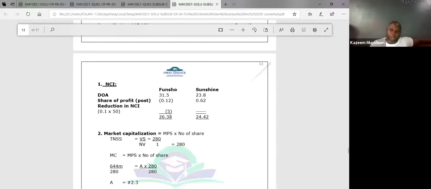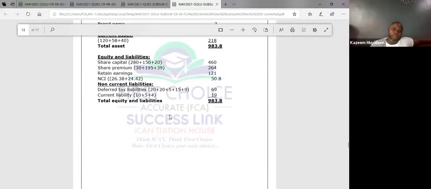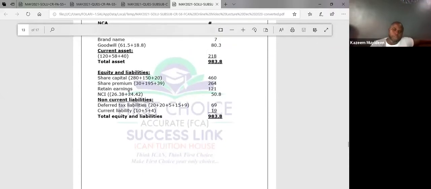Okay, I cannot consolidate. The share capital of the parent plus the equity shares that come from the issue of 150 shares, plus the share premium, which is the equity share issue of 30. 280 plus 150 plus 30 will give me 460.